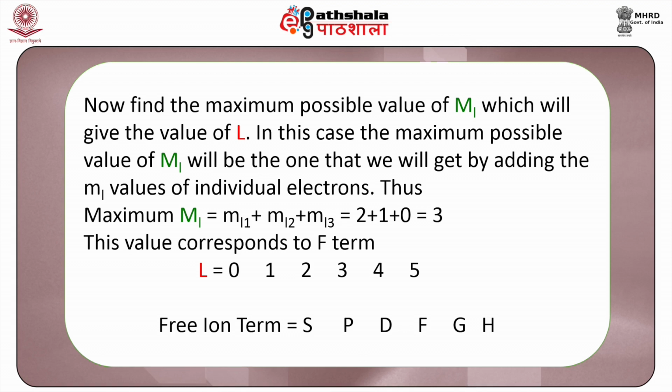Now we will find the maximum possible value of ml, which will give the value of capital L. In this case, the maximum possible value of ml will be the one that we get by adding the small l values of the individual electrons. Therefore, the maximum ml value will be equal to 2 plus 1 plus 0, which is going to be equal to 3. This value corresponds to the F term.